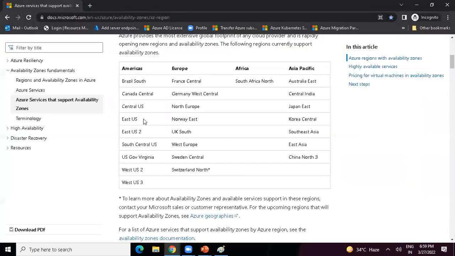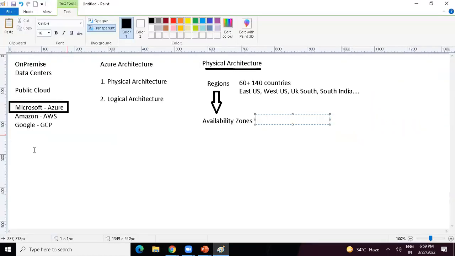In this list, we can see there is one region with the name East US. Any region that contains availability zones will have 3 availability zones: availability zone 1, availability zone 2, and availability zone 3. These are nothing but 3 physical locations at a distance of around 10 to 15 miles from each other, where Microsoft has deployed data centers.